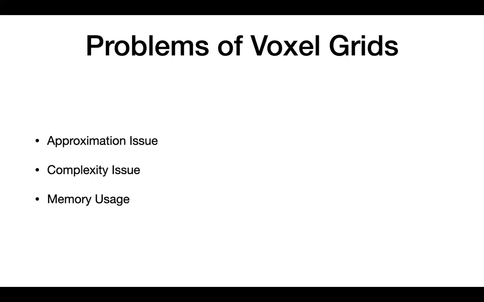So we can do a lot with volumetric representations and 3D CNNs. And this was a natural evolution of the area, but there are problems. So what are the problems? We have three main sources of problems. One source of problem is an approximation issue. The other is the complexity issue. And finally, is memory usage.